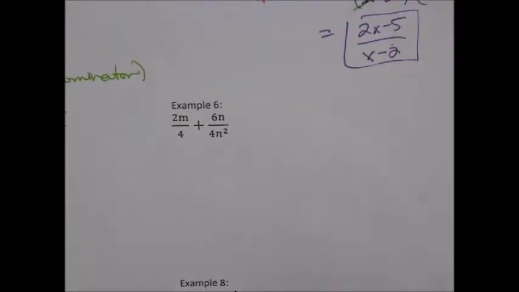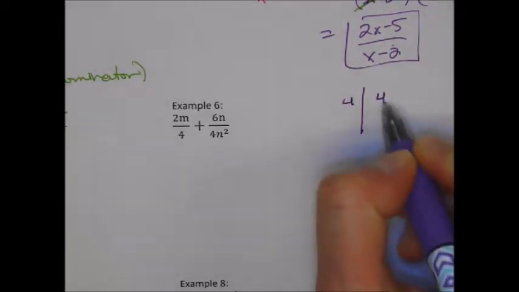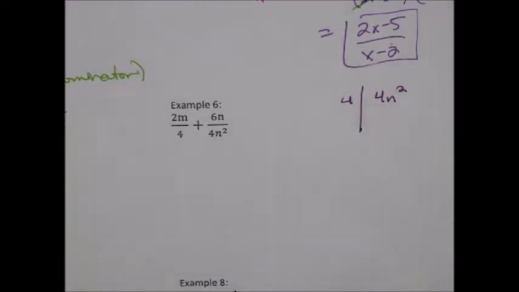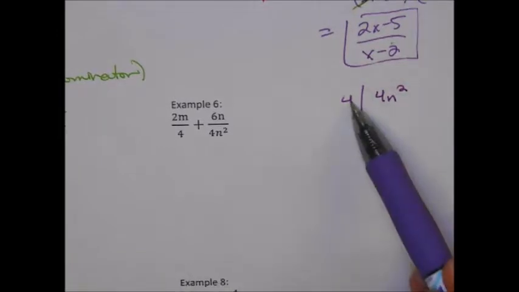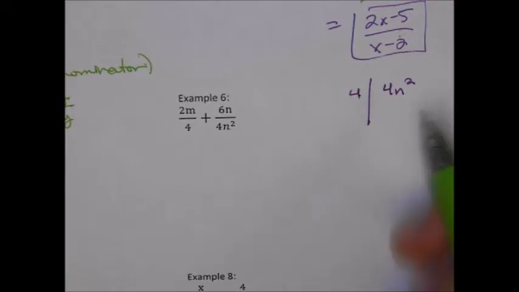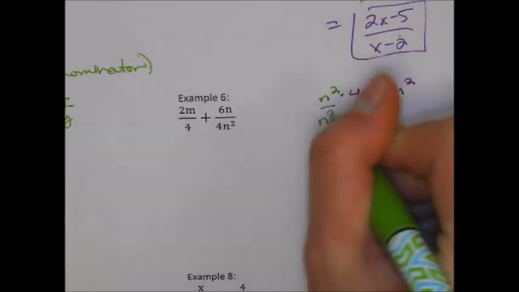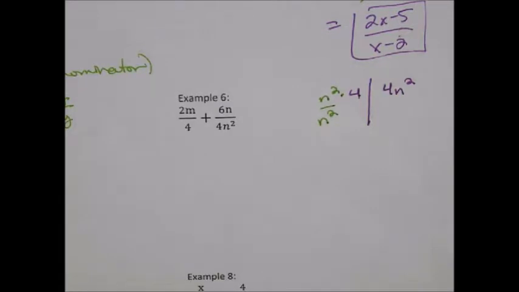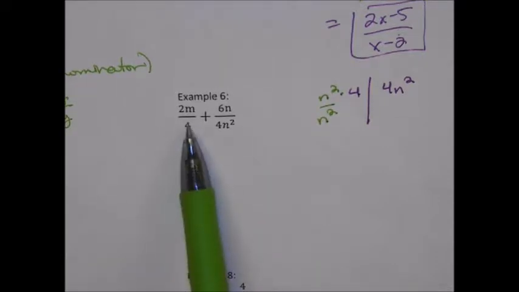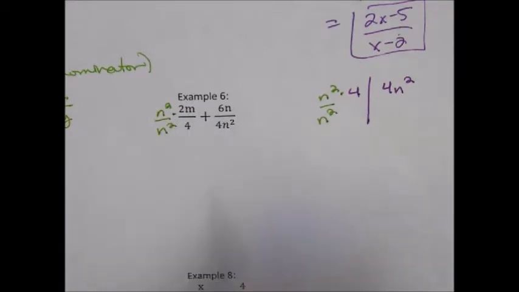Let's note, what are our denominators? My denominator is 4 and then 4n squared. So I'm going to have to multiply this left one by something. What do I have to multiply by? Well, I'm missing an n squared, so I'm going to multiply by n squared over n squared. What fraction am I doing that to? This one, so multiply by n squared over n squared.